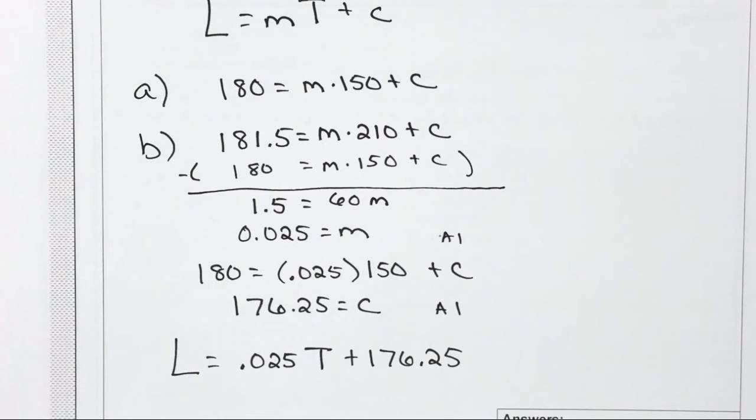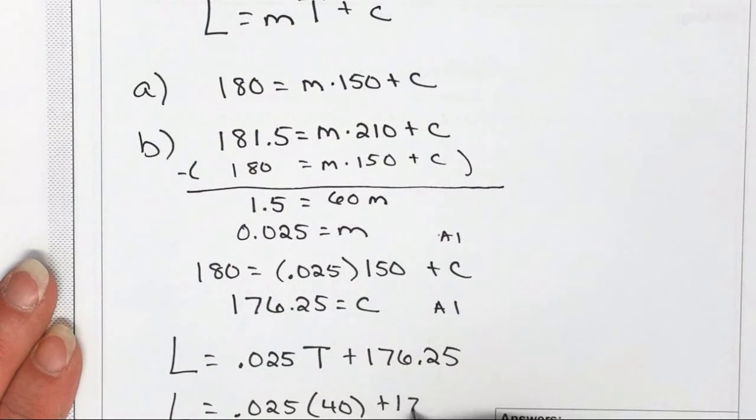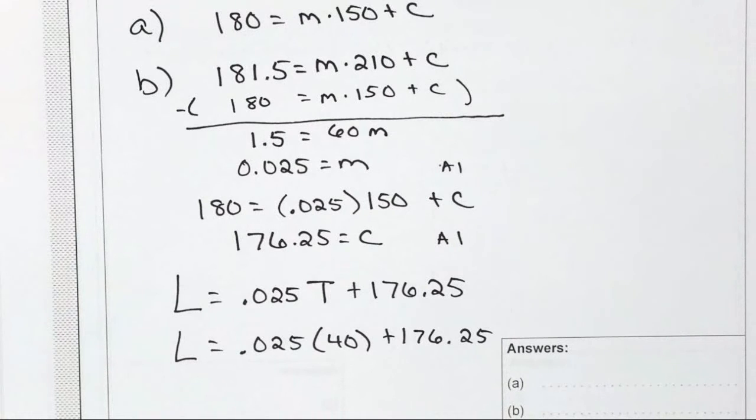And then it says find the length when the temperature is 40 degrees. You would plug in the temperature. Notice that this is number 12. How many people really get all the way to number 12?